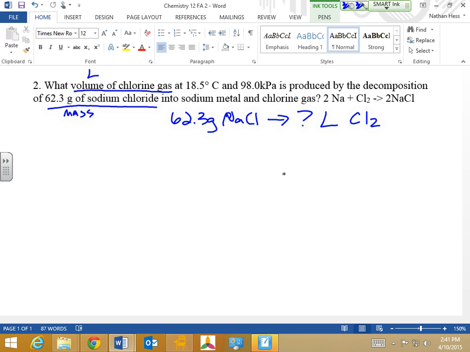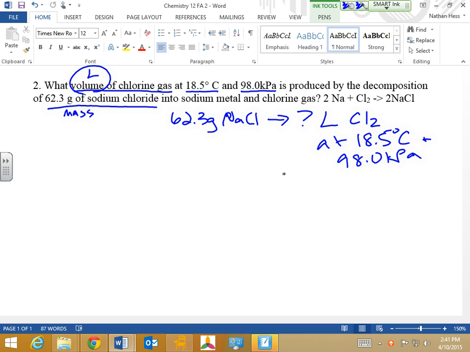Now, whenever I have liters, whenever I have volume, there are two things I must have. I must have a temperature and I must have a pressure. And what do you know? Here's a temperature, here's a pressure. So that's what they want. That volume that they want you to end up with needs to be at 18.5 degrees Celsius and 98.0 kPa. Is that STP? Of course you say no.